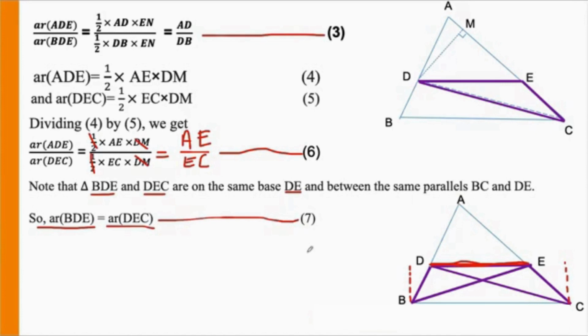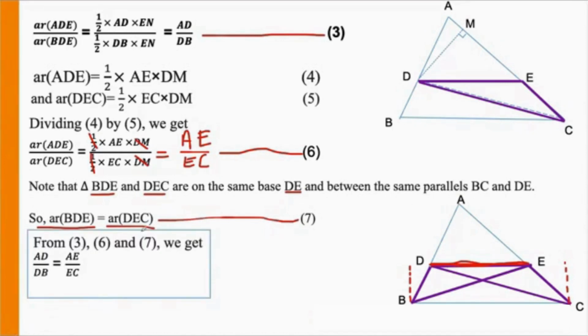We will take this as our result 7. Now if you look at results 3, 6 and 7, the bottom triangles have equal area, and the above triangle is the same triangle ADE in both. We conclude that the ratios are equal. And so we get AD upon DB is equal to AE upon EC.